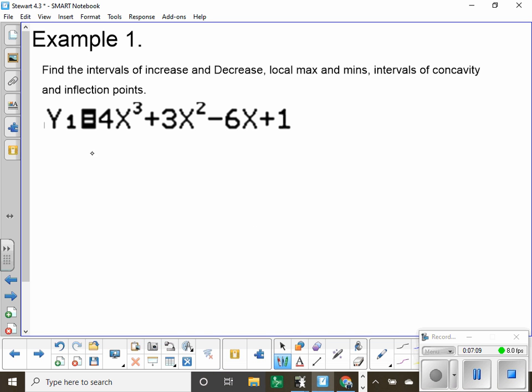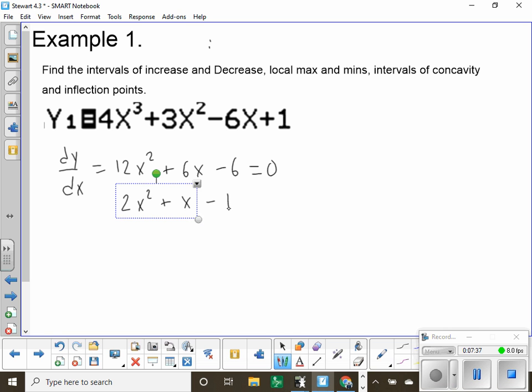So step 1, take the derivative. dy/dx is equal to 12x squared plus 6x minus 6. Take your derivative, set it equal to 0. I can divide all of these by 6 to solve it. 2x squared plus x minus 1 is equal to 0.